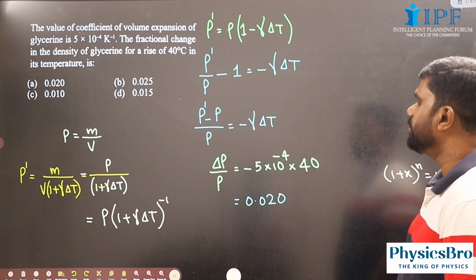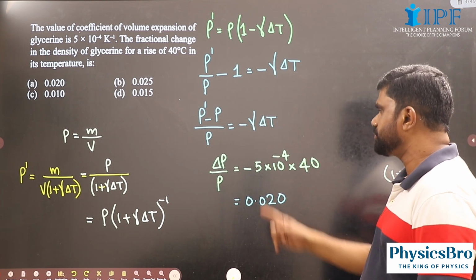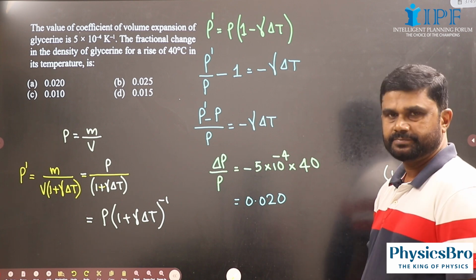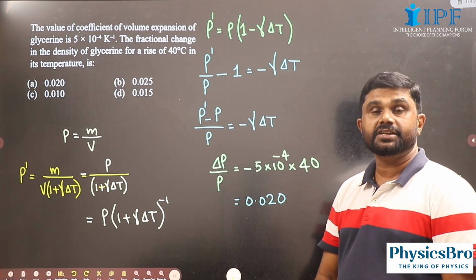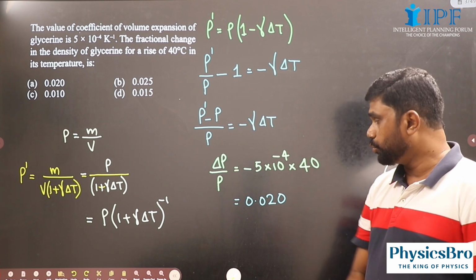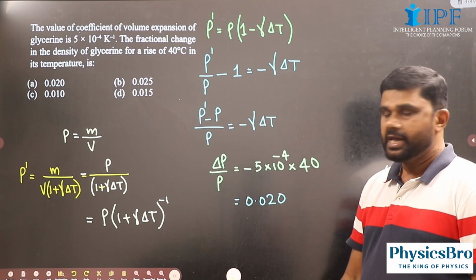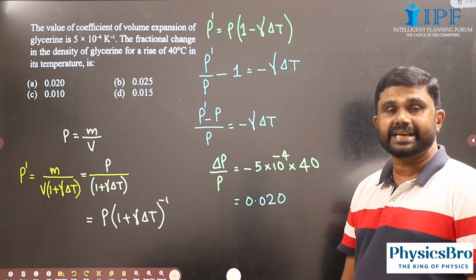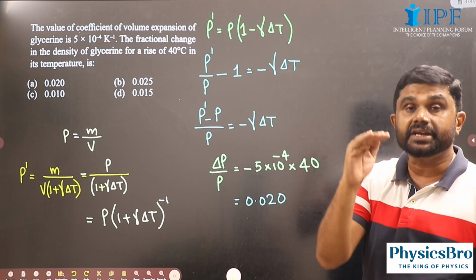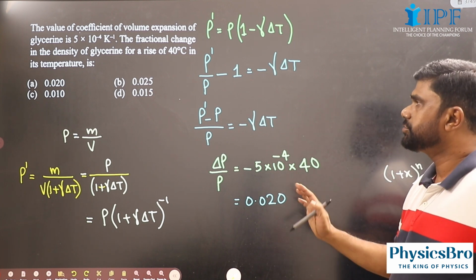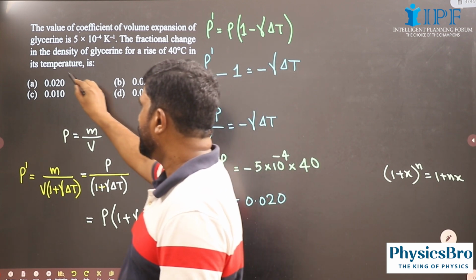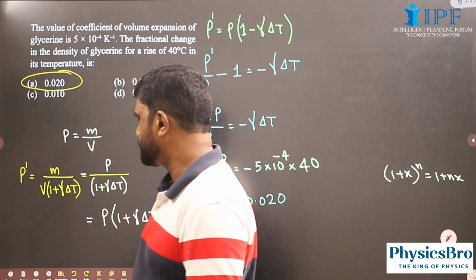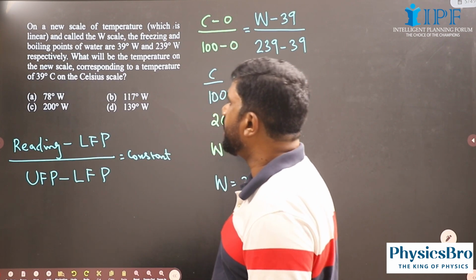Yeah, it will be minus 5 into 10 raised to minus 4, that is gamma delta t is 40. See, 5 into 40, that is 200 into 10 raised to minus 4, that is 0.02, right? 0.02. And what is the significance of this negative sign? Means there will be a decrease in density. Okay, so the negative sign is only to show that density decreases. So this must be the correct option. Okay, now let's see what we have next.